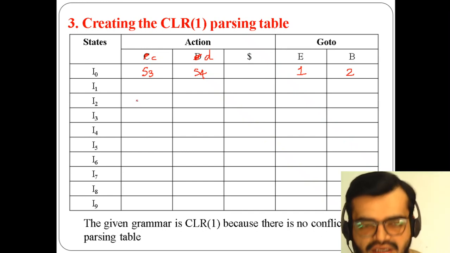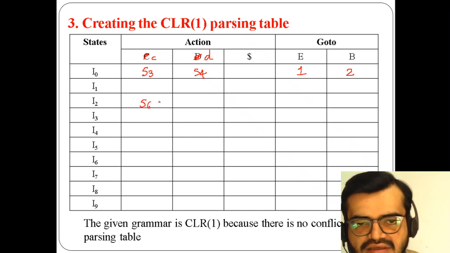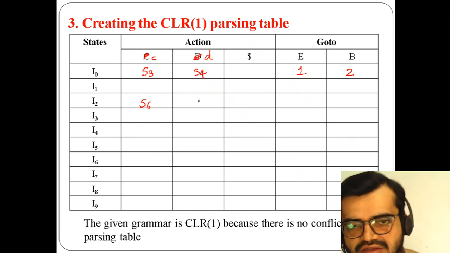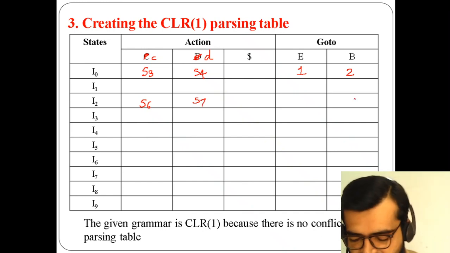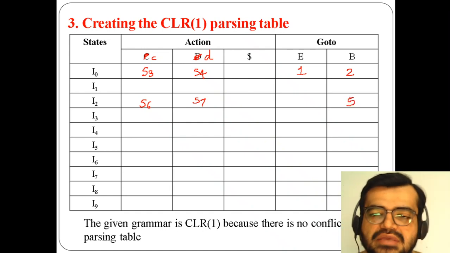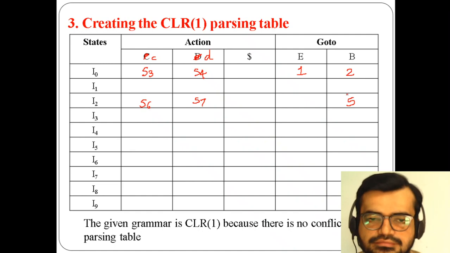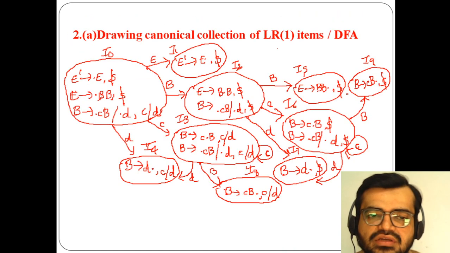So in I2 it is going to the 6th state with the help of C. So I'm writing here S6, and for D it is going to the 7th state with the help of D. So I'm writing S7 here. Similarly here I'm writing 5, that means it is going to the 5th state with the help of B. Okay, now again next comes to the next state.